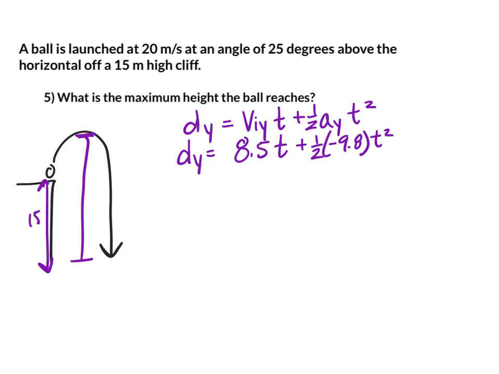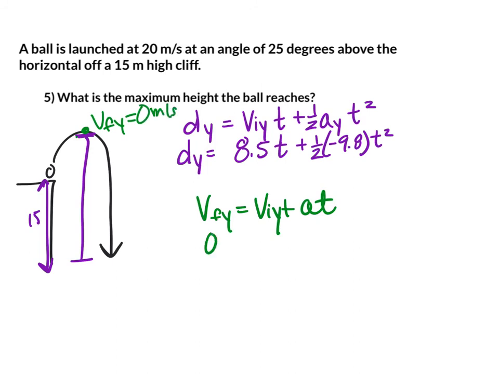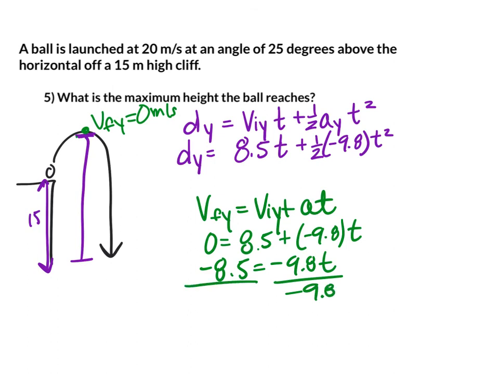So to do that, you're going to use the other formula that we use quite a lot, which is the final velocity is equal to the initial velocity plus acceleration times time. At the top here, our final vertical velocity, if we set this as the endpoint, will be 0 meters per second. So it'd be 0 equals our initial velocity of 8.5 plus negative 9.8 times time. We'll move the 8.5 over, equals negative 9.8 times time, and then divide. And then we get an answer of 0.87 seconds for our time to the top.